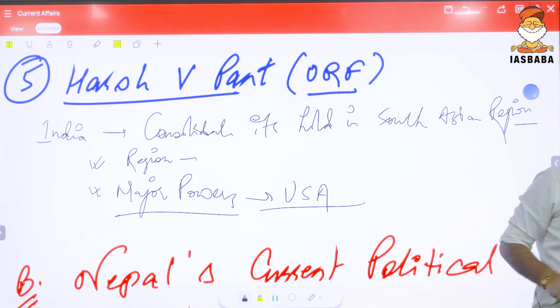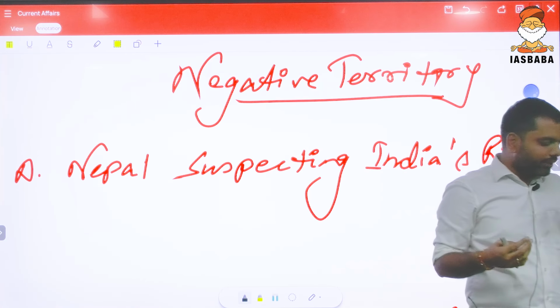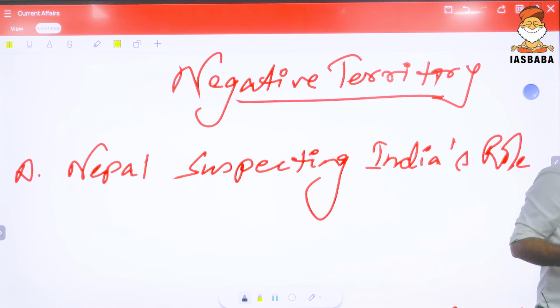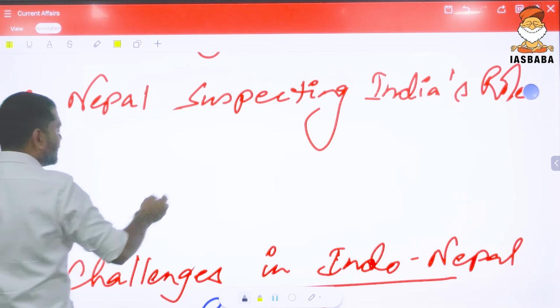So I hope you have got this point, right? So now this scholar's point of view we have seen. Now we are moving on to the next. All these things we have already seen, right? Now we are getting into this negative territory. In the negative territory, the first topic is Nepal suspecting India's role. So in this, you need to understand certain things.